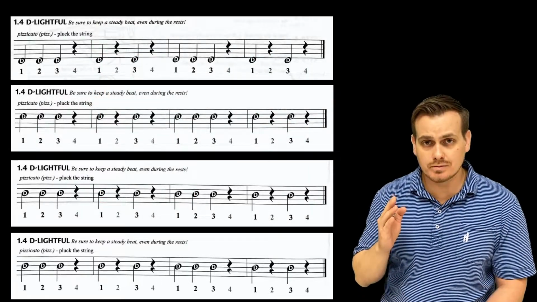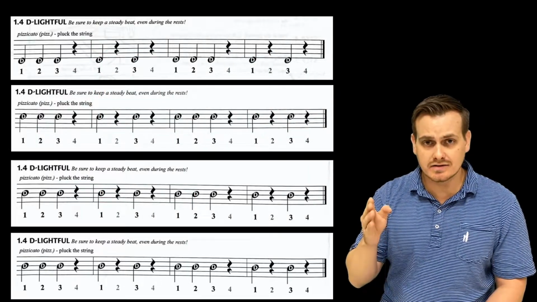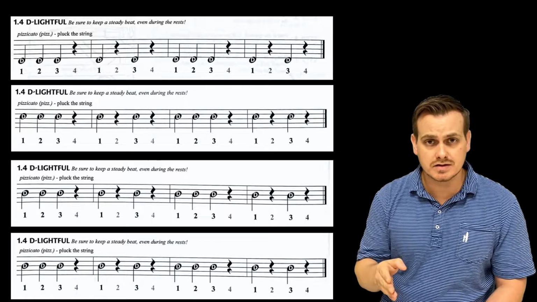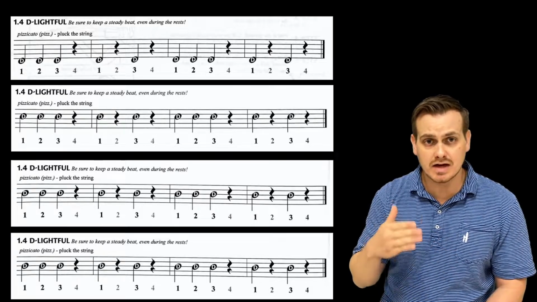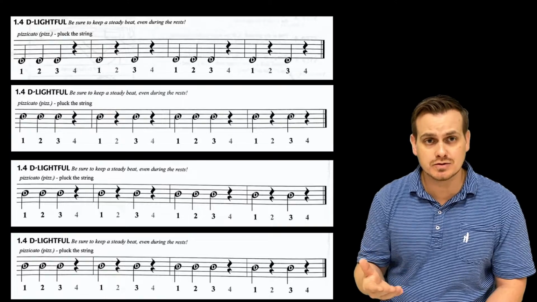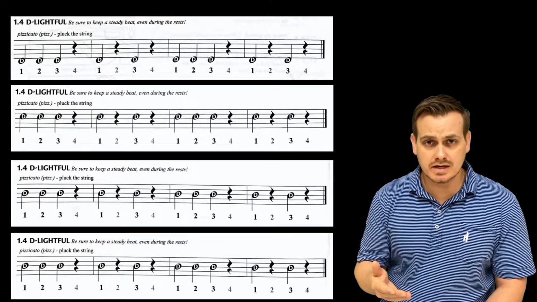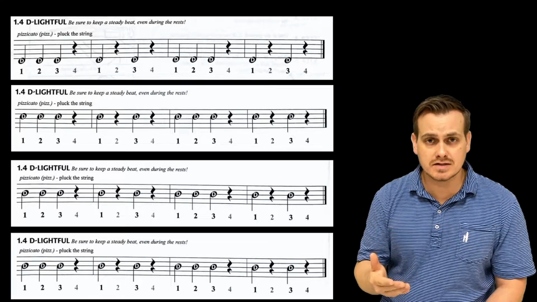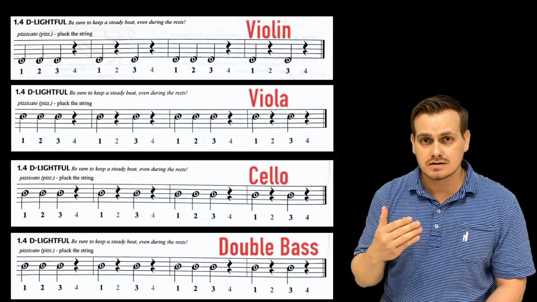So now we're looking at 1.4 Delightful, looking at the set of quarter notes and quarter rests, because we don't just have the letter names, we have the actual symbols, or music notation. Take a moment to look at that, and then see if you can answer the questions in a second.